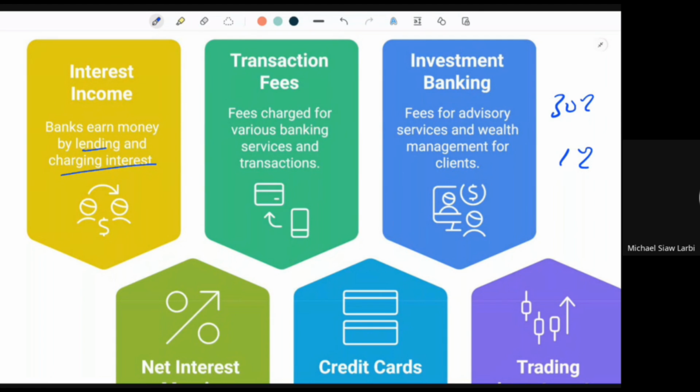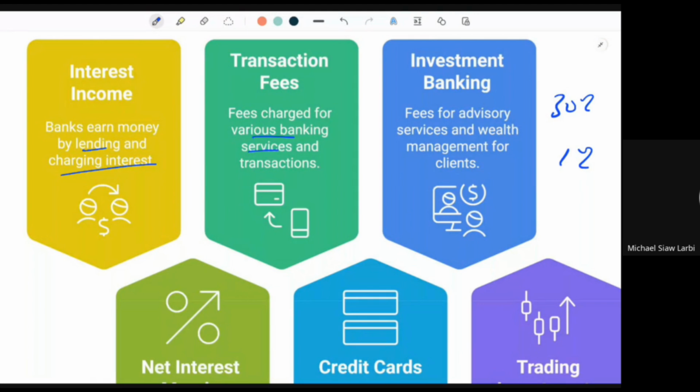Then they have transaction fees. I'm sure you've noticed that every month they send you something, or you have an ATM card, something, they'll charge you for something. They charge you fees for their various banking services. They also make money from that. If you are transferring money to someone else, there's a transfer charge. They make money from that as well.